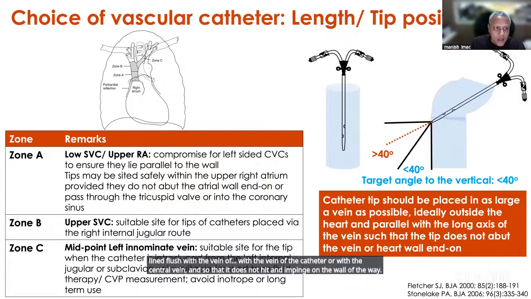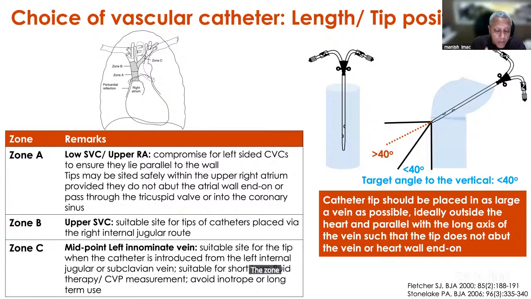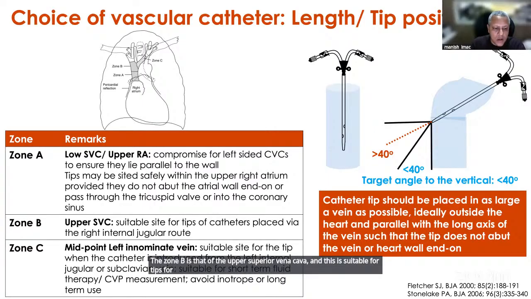so that it does not hit and impinge on the wall of the vein. Zone B is that of the upper superior vena cava, and this is suitable for tips of catheters which are placed in the right internal jugular vein. And actually, even these catheters should probably be at the junction of the superior vena cava and upper right atrium.